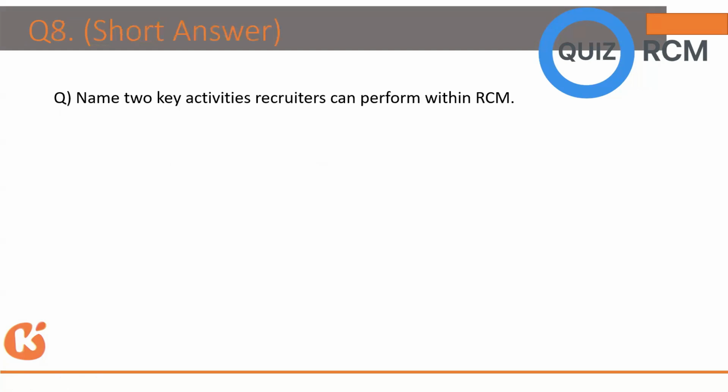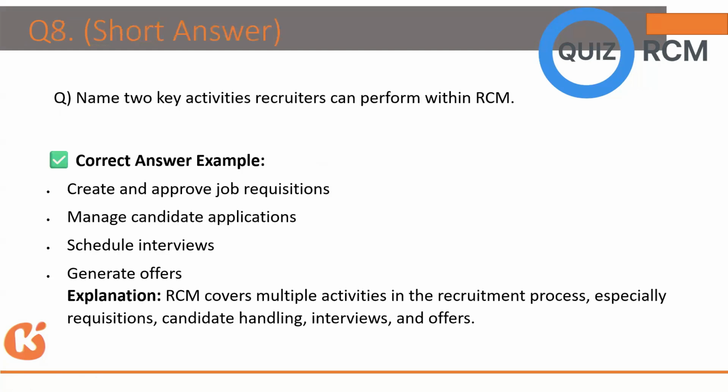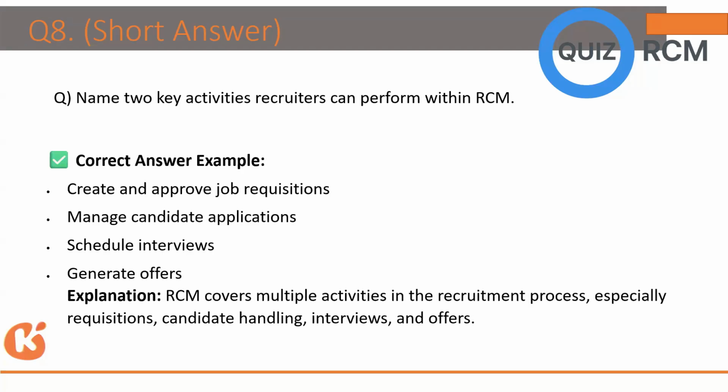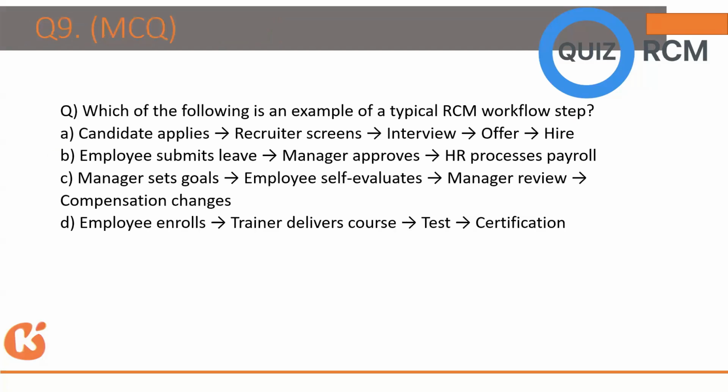Short answer: name two key activities a recruiter can perform within RCM. Selection and onboarding. Also creating and approving jobs, managing candidate applications, scheduling interviews, generating offers. So they do the whole end-to-end process.